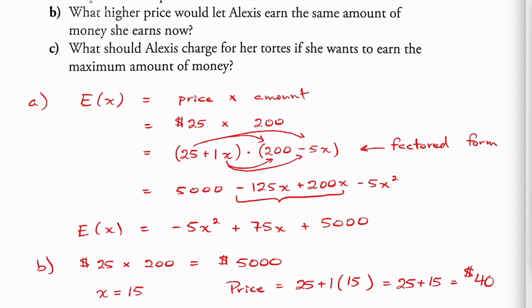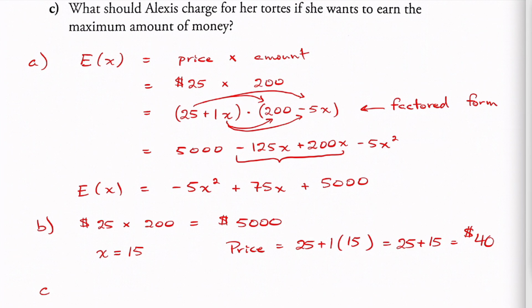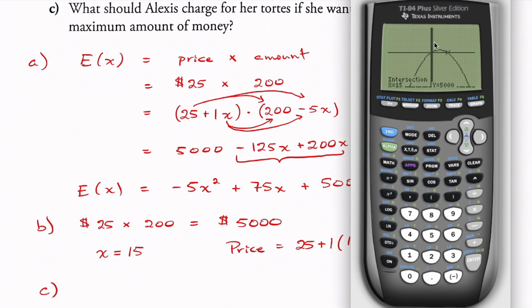Okay, and then lastly, we've got part C. Part C said, what should Alexis charge to earn the max amount of money? So again, we're going to pull out our calculator and we just want to find the maximum point. So that's right there. So go second, trace, max, number 4. Then scroll up to the max. First we've got to do left bound, so we go to the left side of it. Enter, and then it asks for the right bound, so we go to the right side, enter, and then guess.